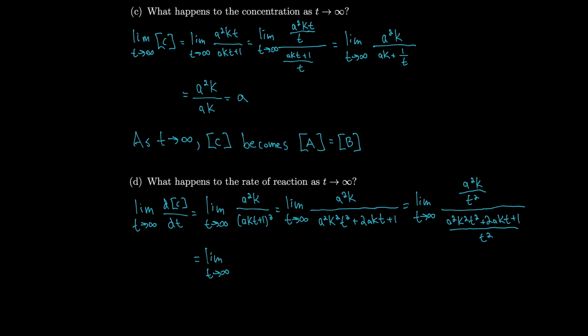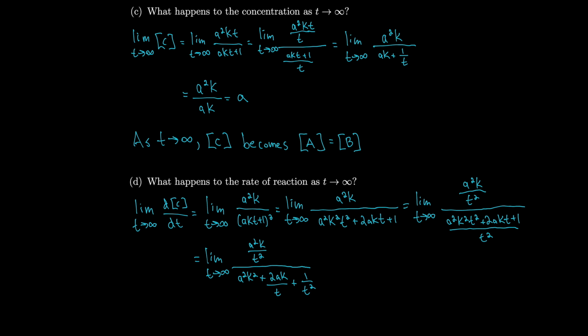Okay, so we divide through. It looks like we have to keep our a squared k over t squared in our numerator because there's no t to cancel. In our denominator, the t squared and t squared in the first term will cancel. So we just have a squared k squared. Then we have 2ak over t because one of the t's cancels. And we have 1 over t squared.